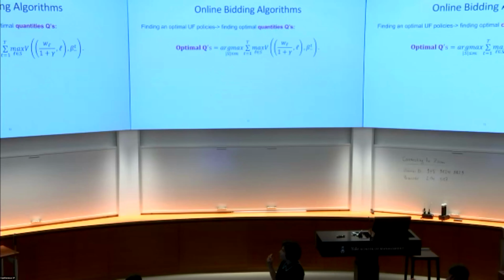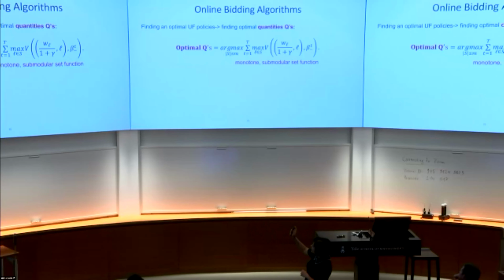As a reminder, learning the optimal UF policy is equivalent to learning the Qs. We have a key lemma that enables many of the results in this paper. It tells us that the optimal Qs come from an optimization problem. The lemma relates the value the bidder gets from a one-M uniform bid to the value you would get from M-1 uniform. Without going into the details, it tells you that the optimal Qs come from that optimization problem.